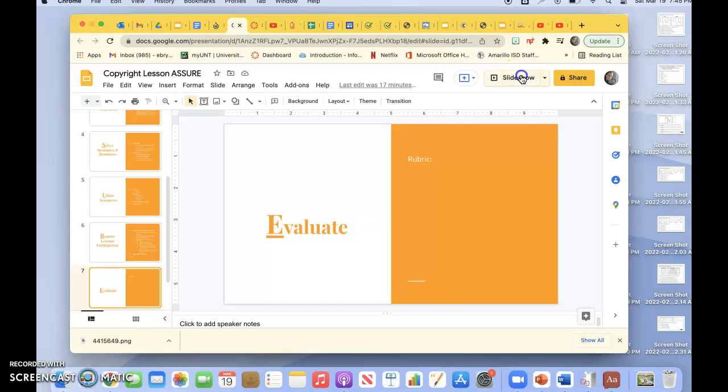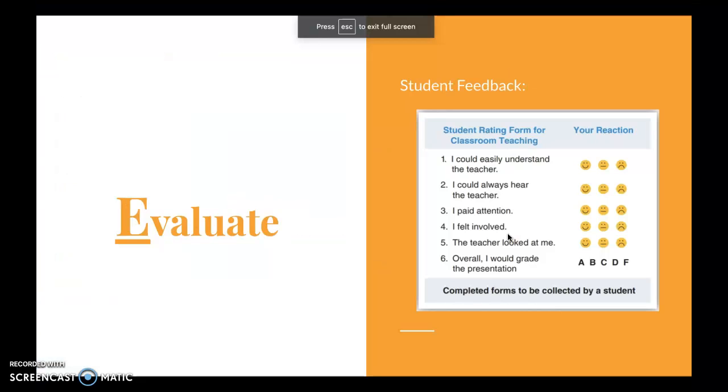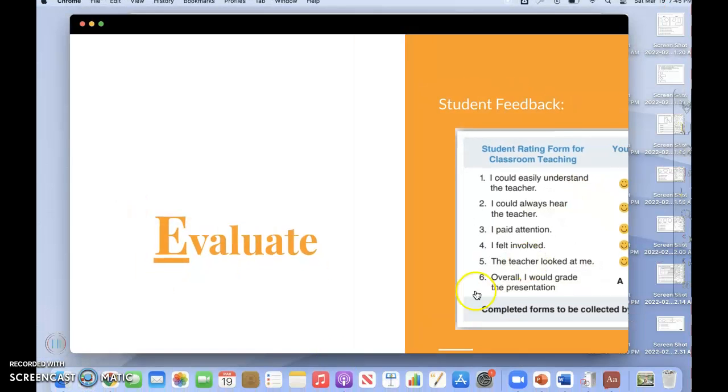And then the last thing, if I were actually giving this lesson in person, I'd also want to have student feedback. This is the rubric from our textbook where the students are rating the teacher, the librarian, on how they were able to understand them, if they felt like they were involved, all those things, and that will help in creating copyright lessons in the future, other lessons. I would most likely think there would be more copyright lessons to follow up after this, but this would give a good baseline for that. And that is all the steps for the Assure model that I would use in my copyright lesson. Thank you.